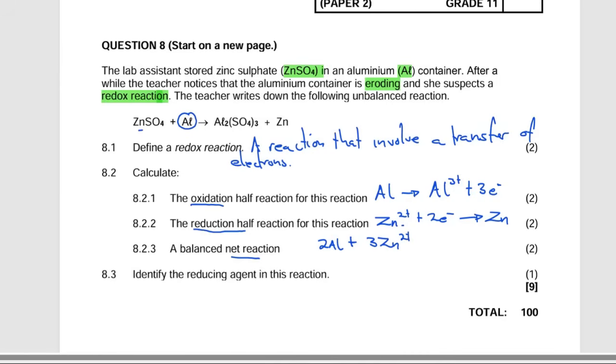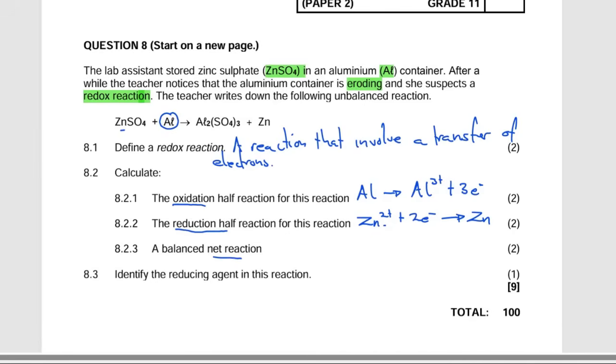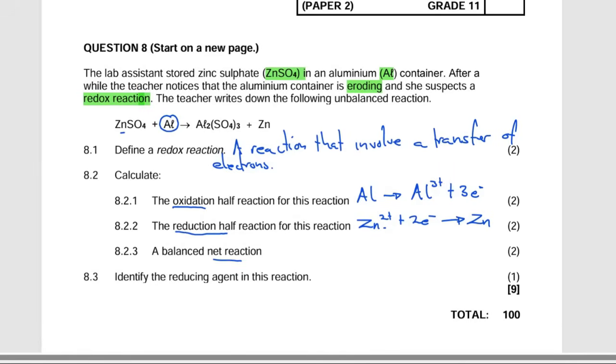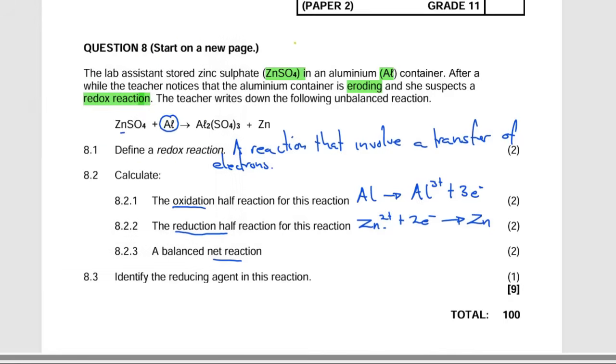Let me show you why I'm using 2Al. If we look at these two equations, we need to balance the number of electrons. At the top we have 3 electrons, and at the bottom we have 2. So the whole top part, I'm supposed to multiply by 2, and the one at the bottom, I'm going to multiply by 3, so that the number of electrons can be equal.